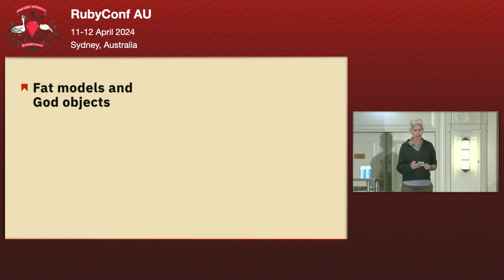Moving on to models. I'm pretty sure people have heard the term of fat models and God objects, but just in case some people here haven't, Rails usually encourages us to use the MVC framework, so the models, views, controllers, and they usually push us to push a lot of things down into the model layer. And new programmers that start working with Rails do not realize that you don't have to match all your models exactly to your database tables.